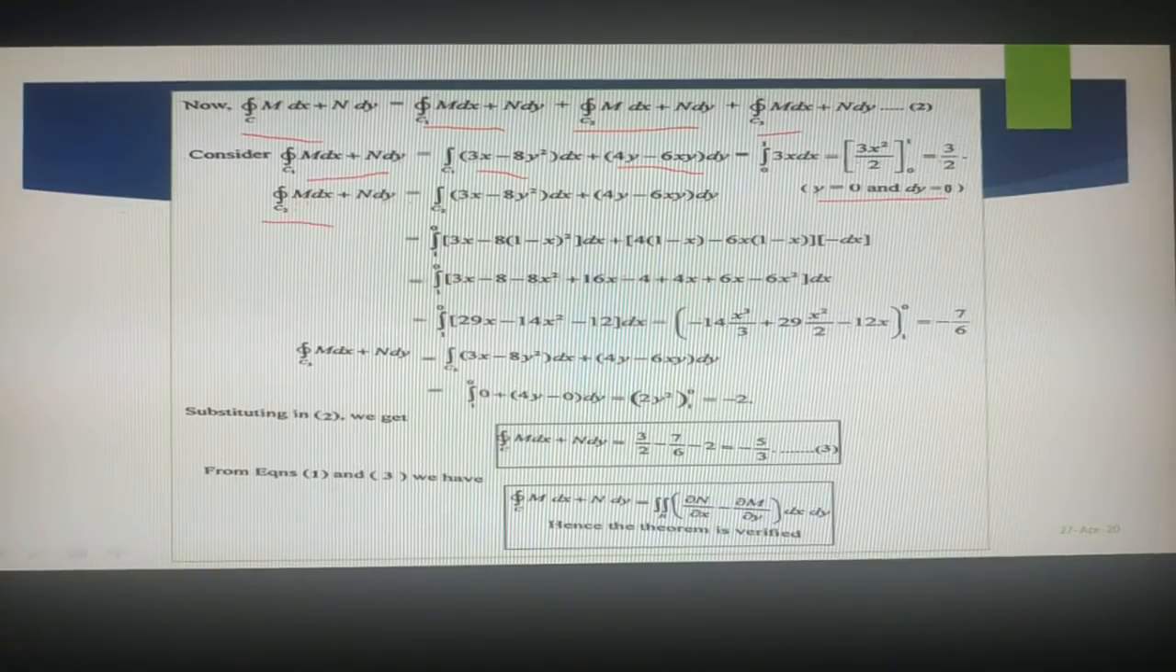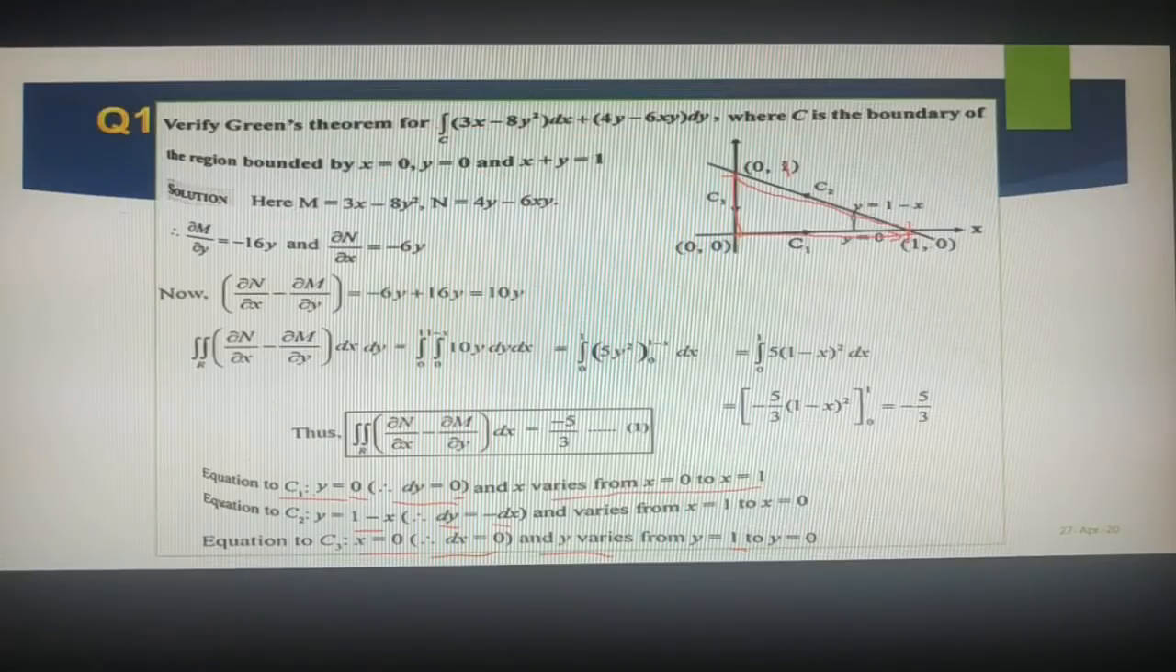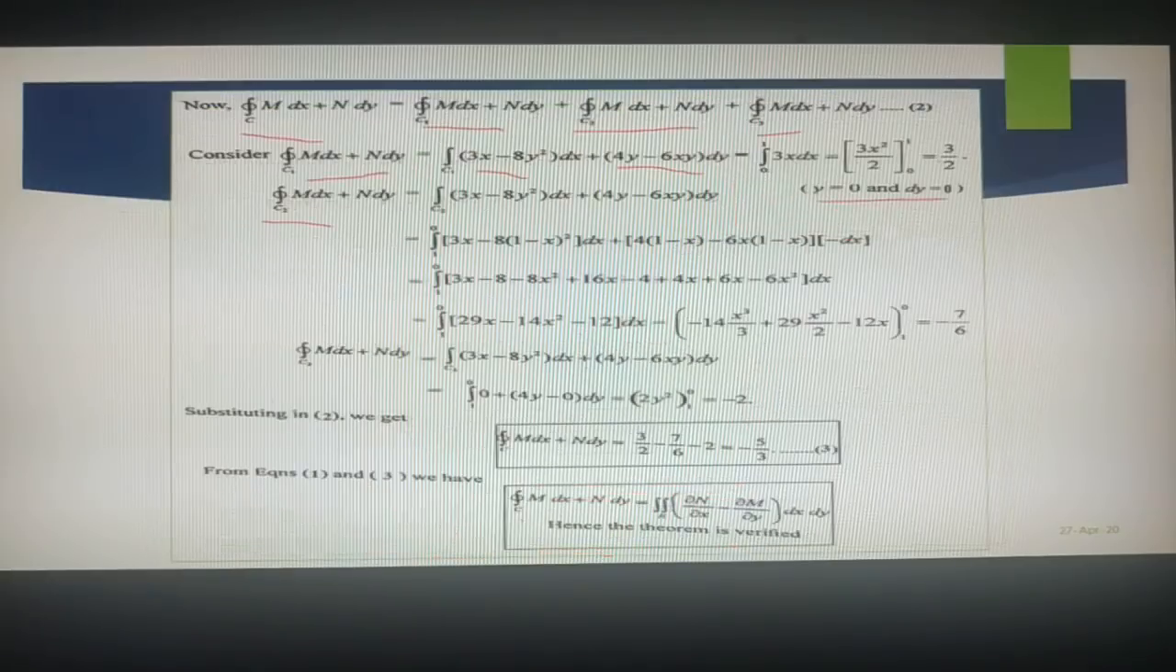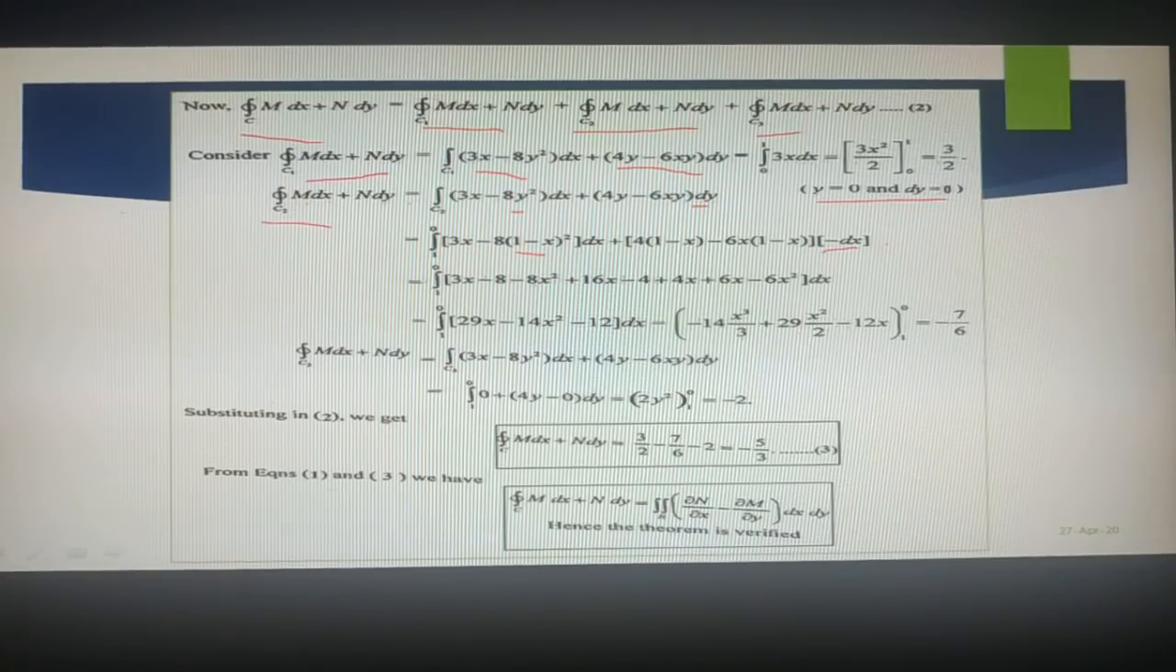So the next integral, C2, M dx plus N dy. At this place, C2 means this is the line y equal to 1 minus x. So what we have to substitute? In place of y, 1 minus x, and in place of dy, minus dx. So I am just doing the same thing. In place of y I substituted 1 minus x, in place of dy I am substituting minus dx. So that time the whole problem will be in terms of x. You integrate it and will get the result.